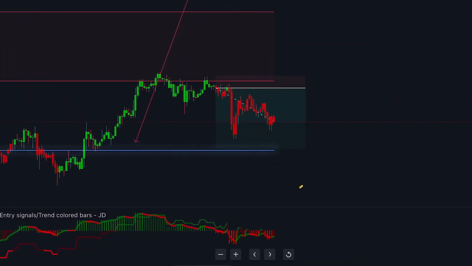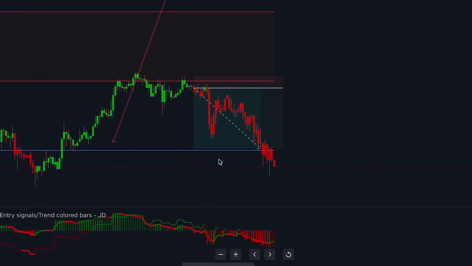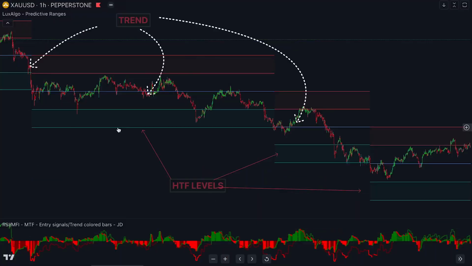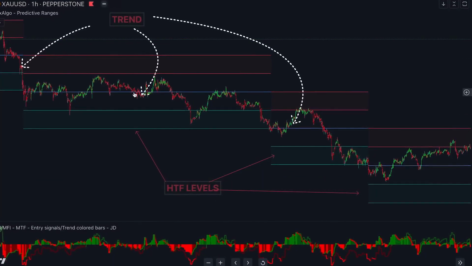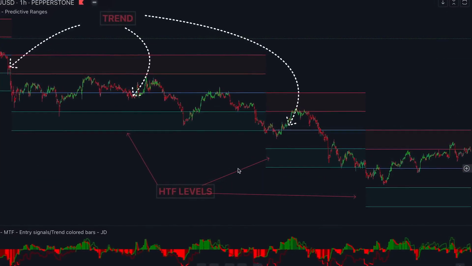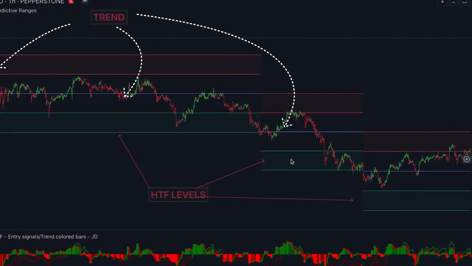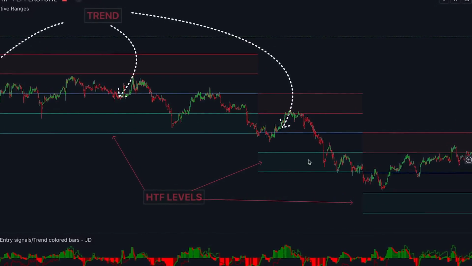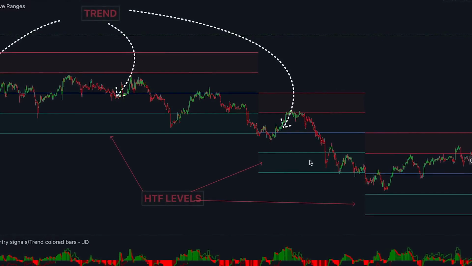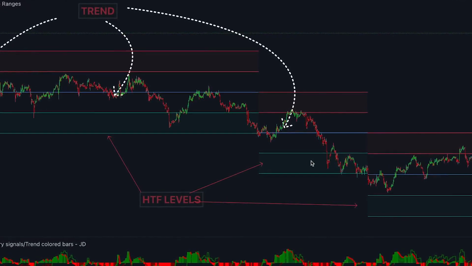This strategy utilizes all aspects of the LuxAlgo Predictive Range Indicator to get the best value from the product. We are using the equilibrium line to determine trend. We are using the predictive ranges from a higher time frame to predict potential reversal zones, and we are exiting trades at an optimal level before price is overextended based on the higher time frames.